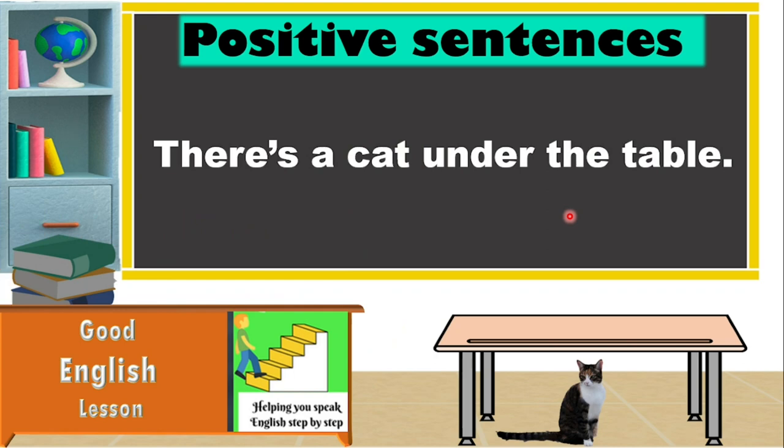There's a cat under the table. Here they use there's, that means the contraction form. There's a cat, only one cat. Under the table, not on the left, not on the right, not on, under the table.